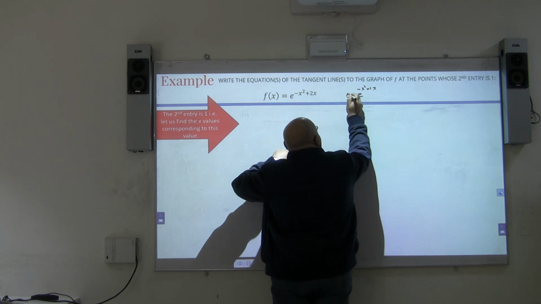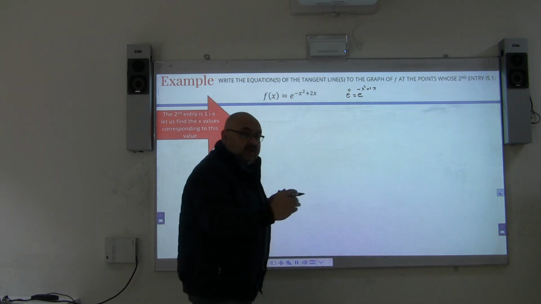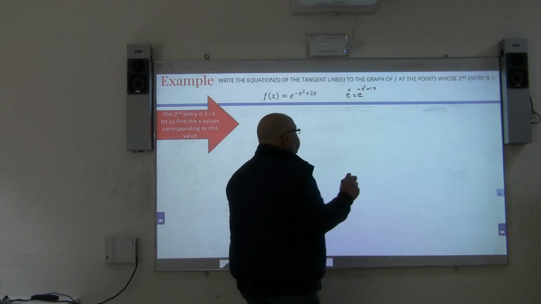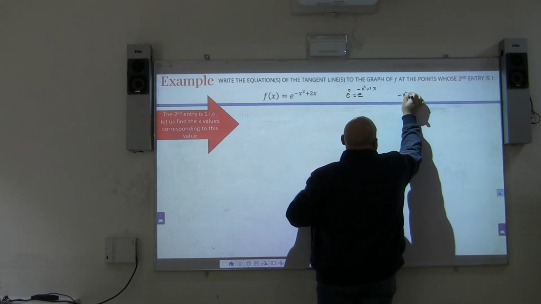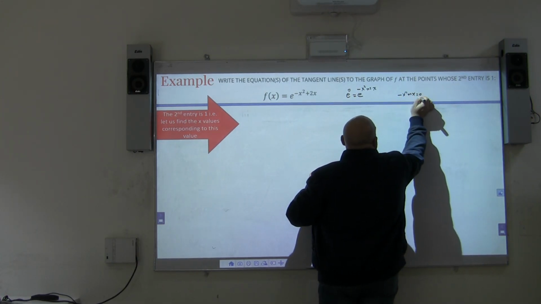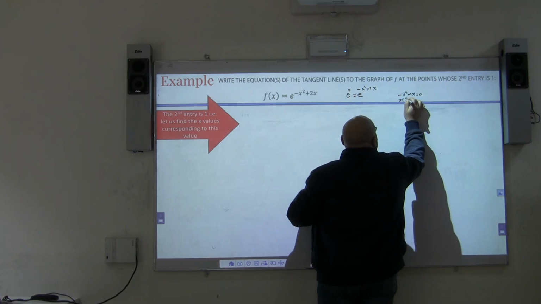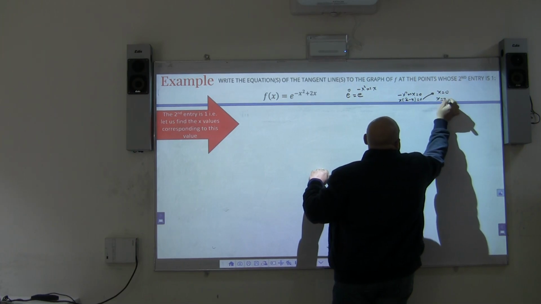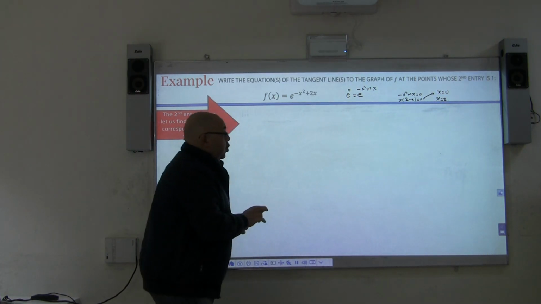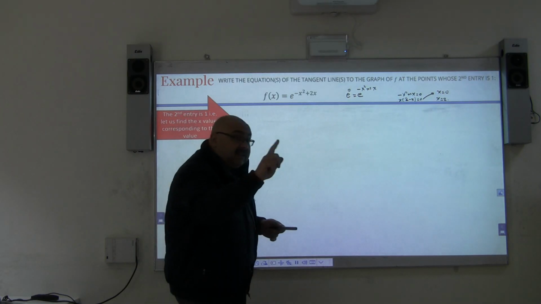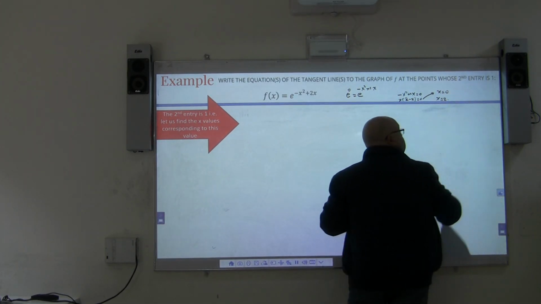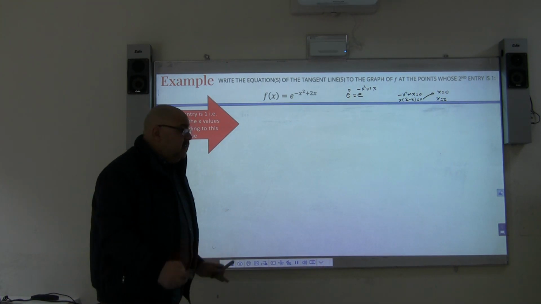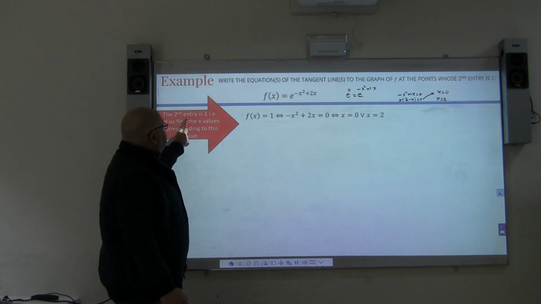1 is equal to e to the power of 0. Once the two bases are equal to each other, then the powers will be equal to each other, which means you will need to solve negative x squared plus 2x equal to 0. Take x as a common factor, you will have x times 2 minus x equal to 0, which will lead to x equal to 0 or x equal to 2. So the solution when y is equal to 1, the x values are going to be 0 and 2. Okay, I need the tangent lines at those points.